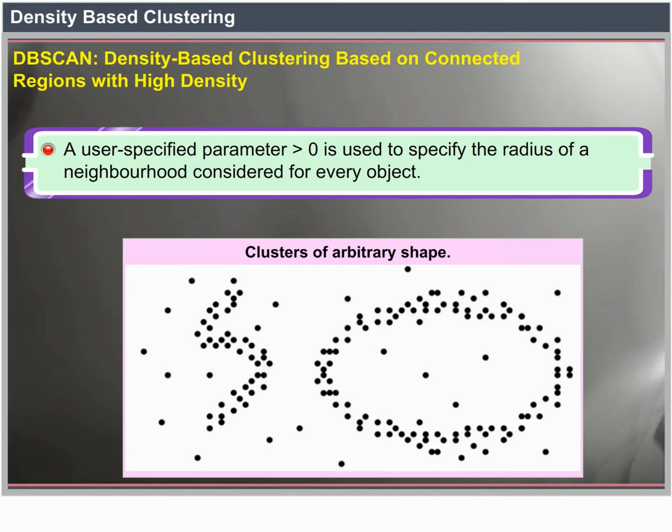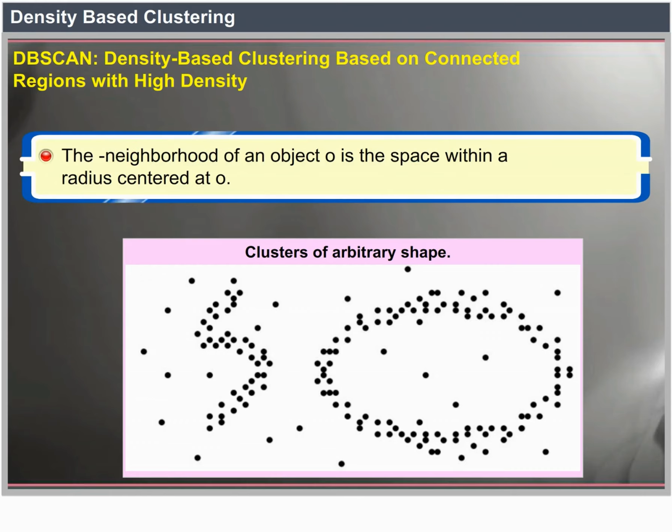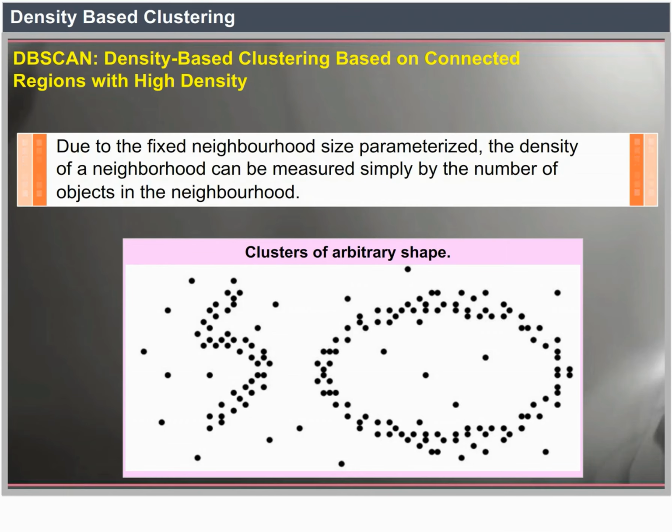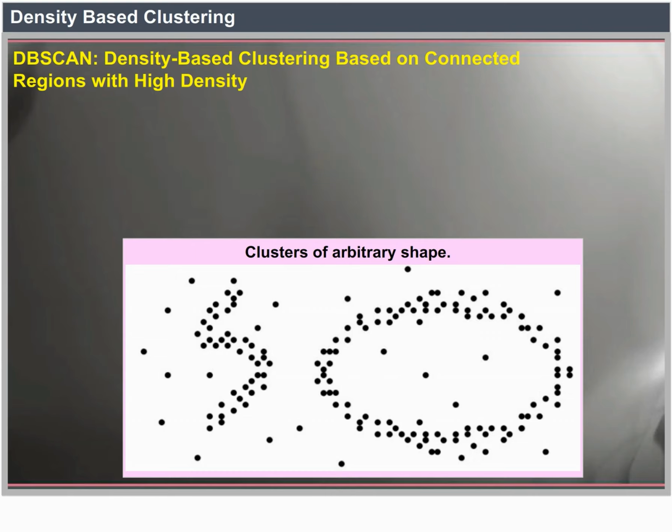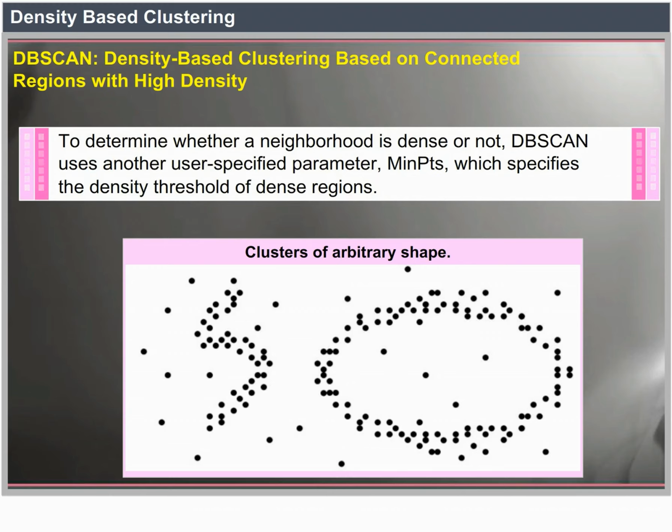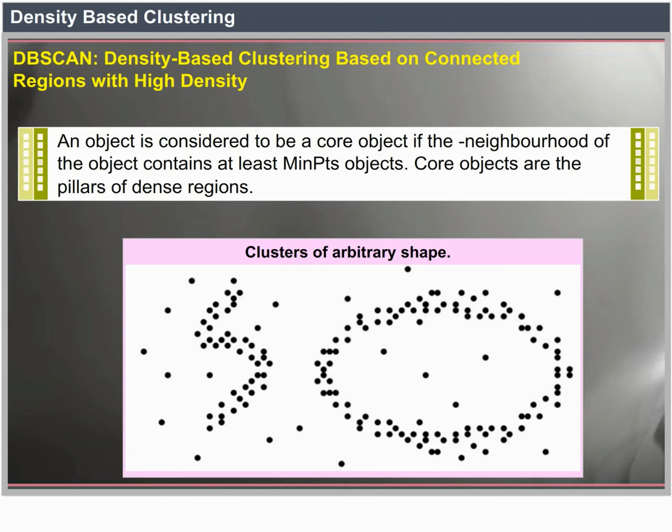A user-specified parameter epsilon greater than 0 is used to specify the radius of a neighborhood we consider for every object. The neighborhood of an object O is a space within a radius epsilon centered at O. Due to the fixed neighborhood size, the density of a neighborhood can be measured simply by the number of objects in the neighborhood. To determine whether a neighborhood is dense or not, DBSCAN uses another user-specified parameter, min points, which specifies the density threshold of dense regions. An object is a core object if the epsilon-neighborhood of the object contains at least min points objects. Core objects are pillars of dense regions.